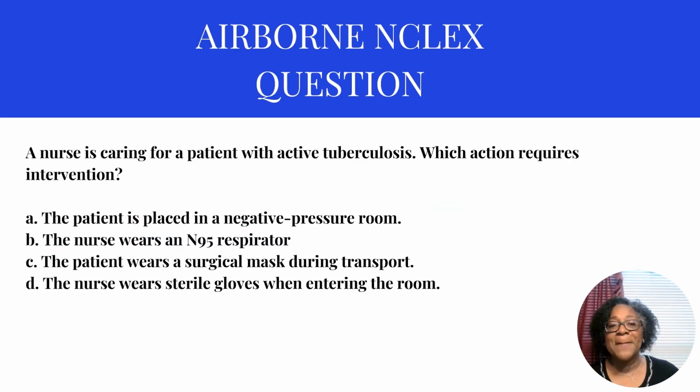Okay, so let's look at a question. A nurse is caring for a patient with active tuberculosis. What action requires intervention? A, the patient is placed in a negative pressure room. B, the nurse wears an N95 respirator or mask. C, the patient wears a surgical mask during transport. And D, the nurse wears sterile gloves when entering the room. So which one of those do you think requires intervention?